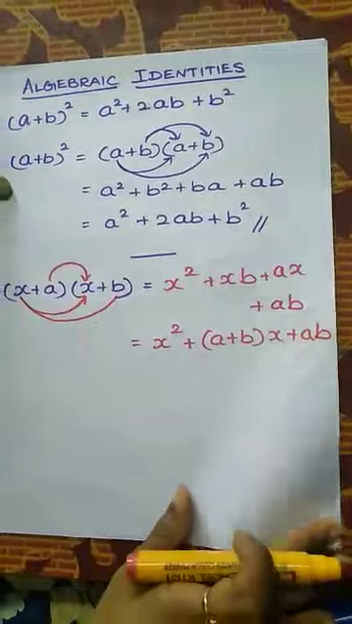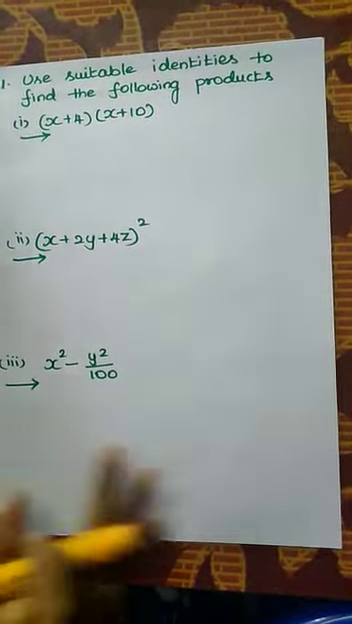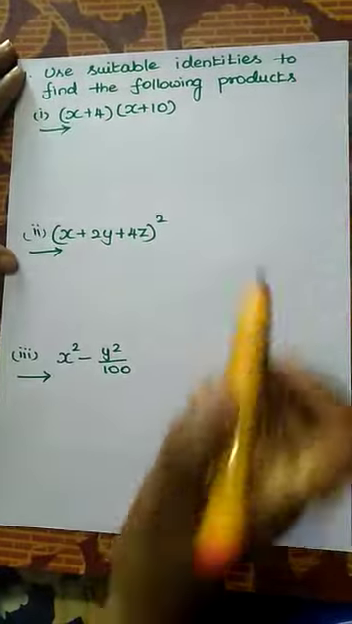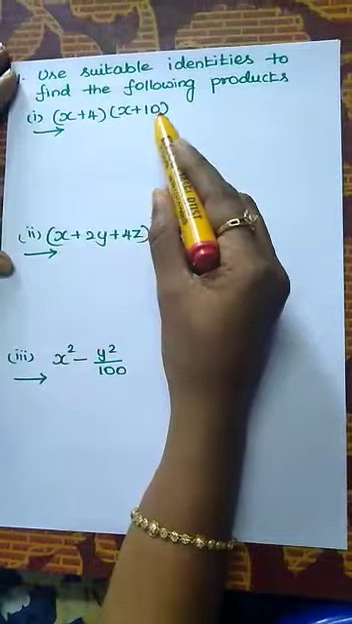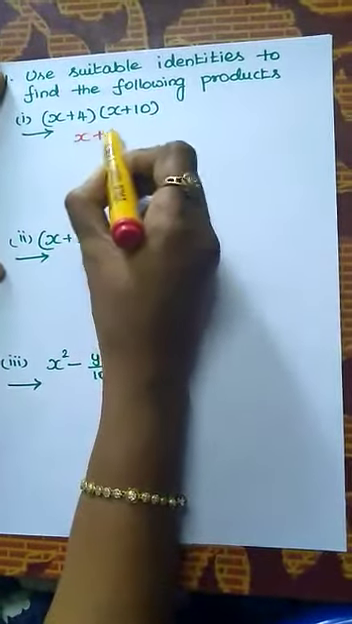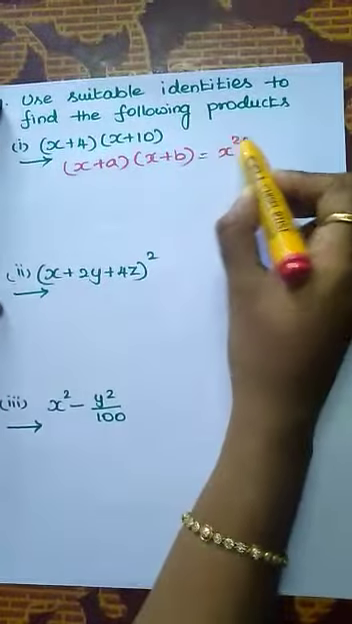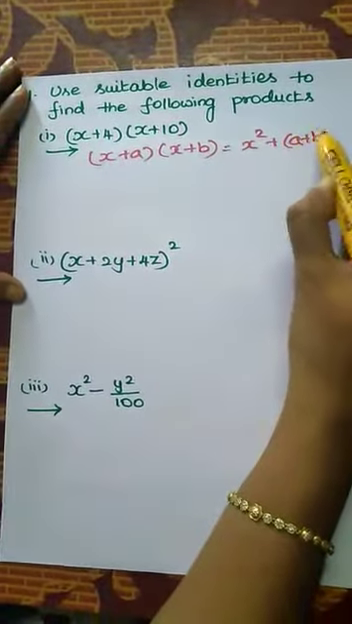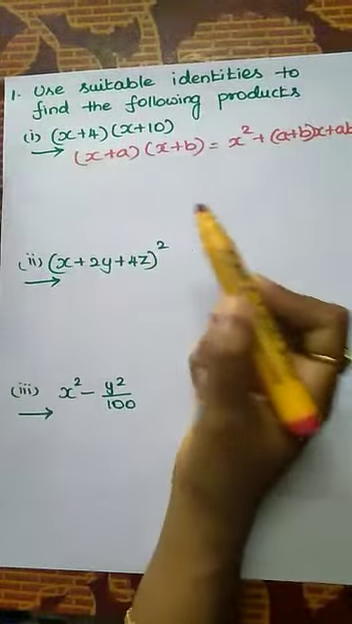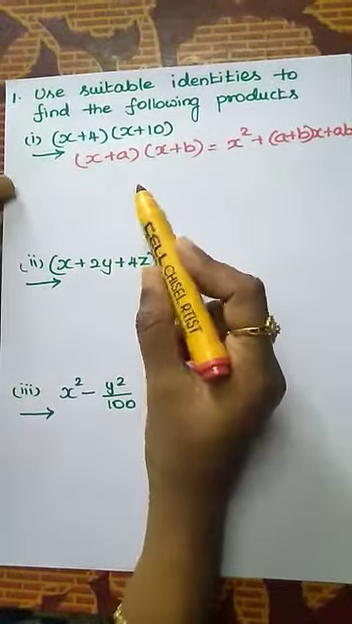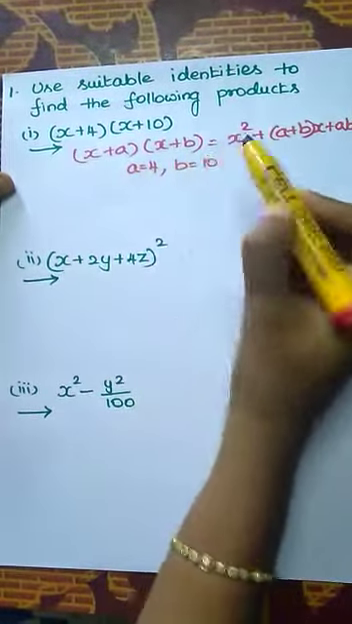Now I am going to explain the problems. Use suitable identities to find the following products. The first one, (x plus 4) into (x plus 10). This looks like the fourth identity. What is the identity? (x plus a) into (x plus b) is equal to x square plus (a plus b) of x plus ab. So we have to take the a value as 4 and the b value as 10. So a is equal to 4 and b is equal to 10.